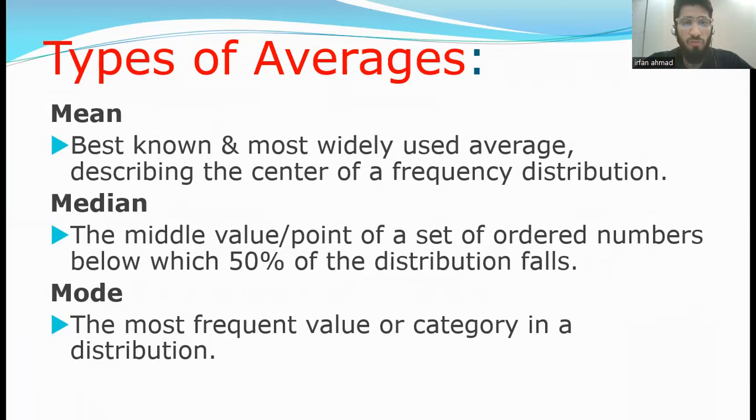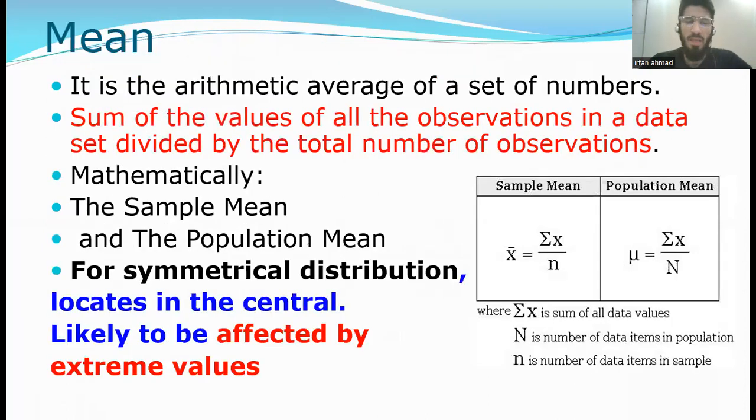Mode is the most frequent value or category in a distribution. Order is not that necessary for the mode, but it is good for finding the exact or most repeated value. The most repeated measurement or observation is termed the mode. Now let's talk in detail about the mean.